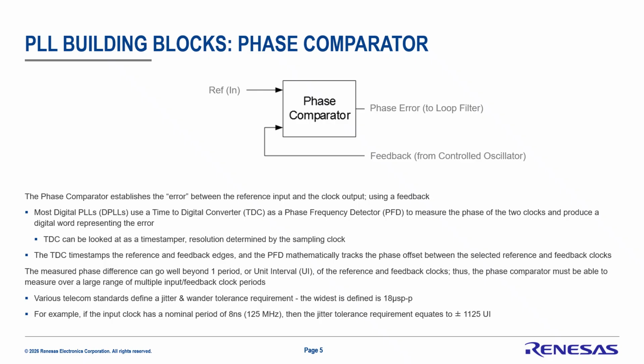An example is telecom defines a jitter and wander tolerance requirement of up to 18 microseconds peak to peak. If we were to translate this into a 125 megahertz clock with an 8 nanosecond period, the jitter tolerance requirement would equate to plus minus 1125 UI of that input reference clock.